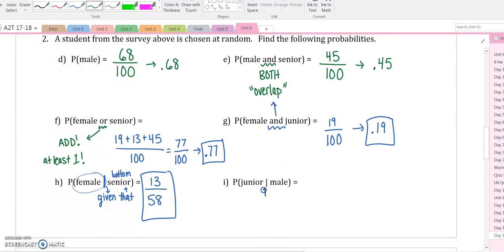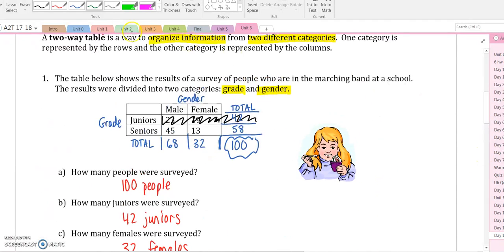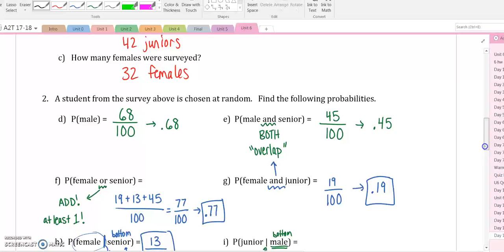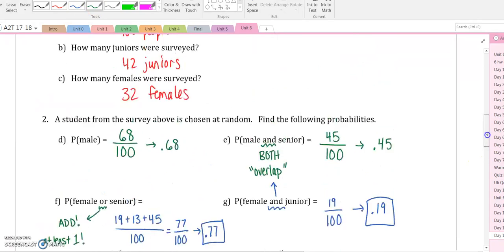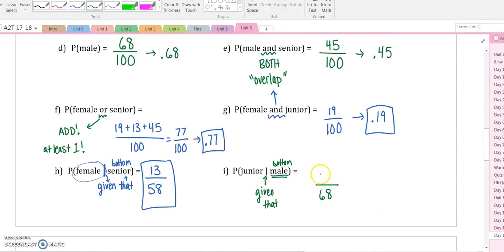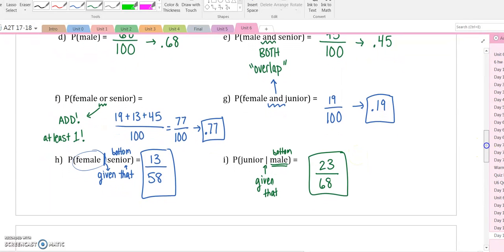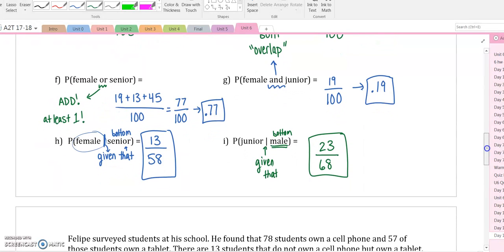All right, same kind of thing with letter I. Probability it's a junior, given that we already know they're male. So again, the male is going to be the bottom of my fraction. So how many males are there? Well, let me erase this. So now I'm just looking at males, so I'm going to cross out females. So males, there are 68 of them. And out of those 68, I want to know how many are juniors. That would be 23. And again, give the decimal or leave it as the fraction. Just make sure in these problems you're always at the bare minimum giving me the fraction so that I can clearly see your work.